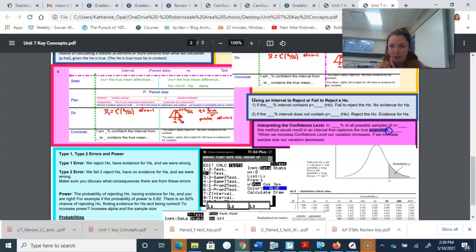Again, my sincere apologies for going fast to get this out for you guys. The true mean. Remember, when we increase our confidence level, our variation increases as well, okay? How wide that interval gets increases. If we want a high confidence level, but not so much variation, what do we need to do? We need to increase our sample size, and then our variation will decrease, okay?